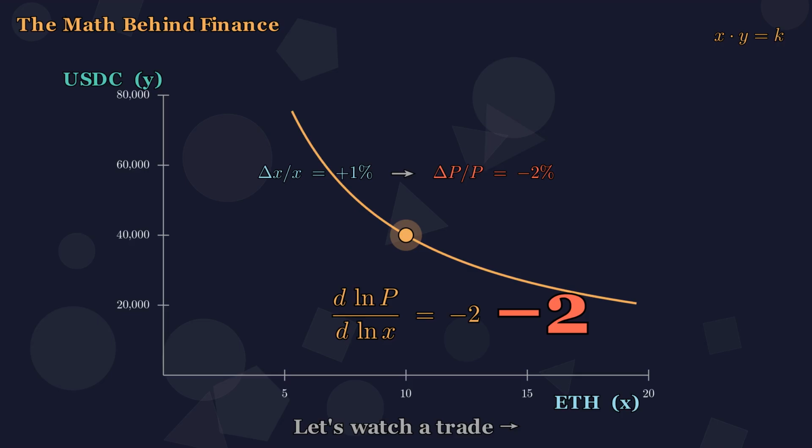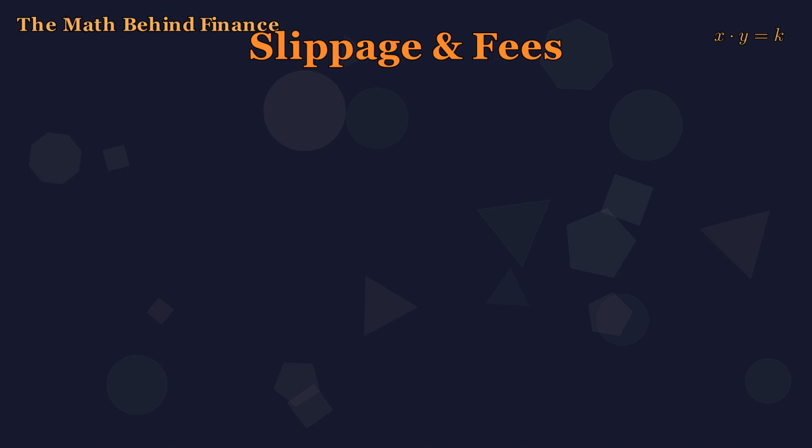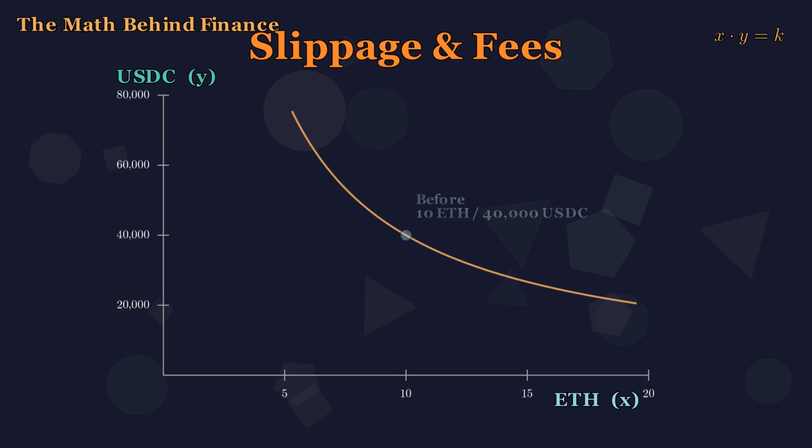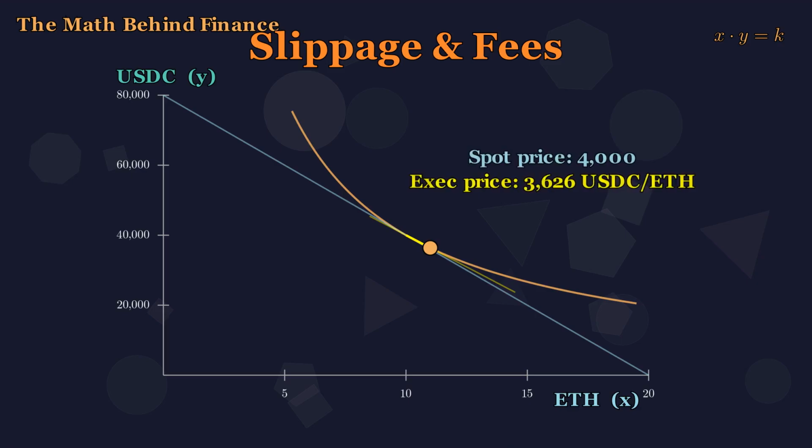Let's watch one happen. So the curve is a hyperbola. What happens when you actually trade on it? Here's our pool again, 10 ETH, 40,000 USDC. You want to swap 1 ETH for USDC. The smart contract slides you along the curve. ETH goes in, USDC comes out. You receive $3,626, not $4,000. Why less?